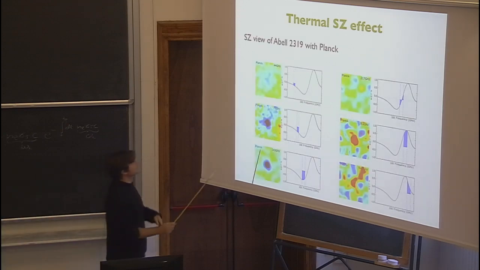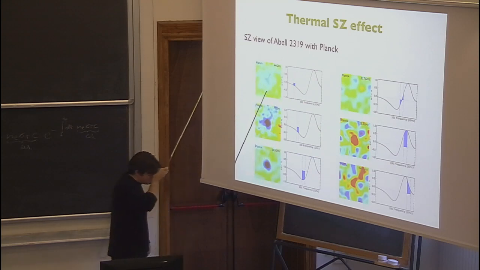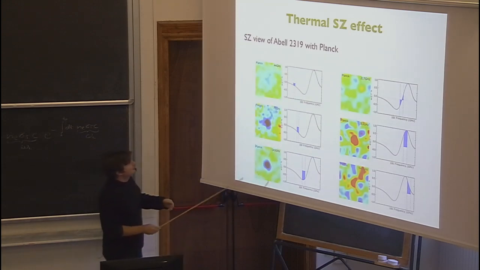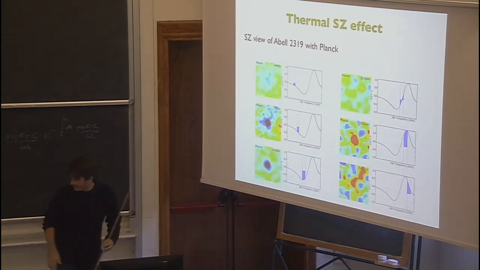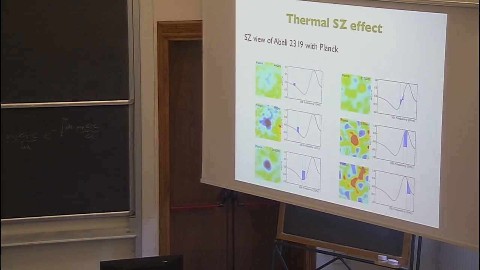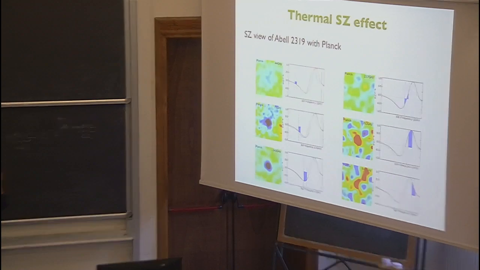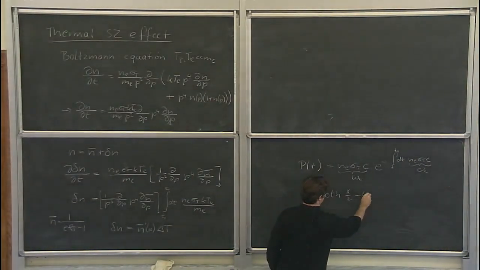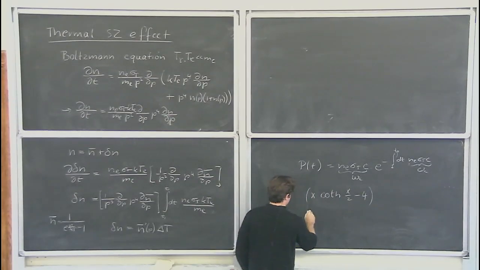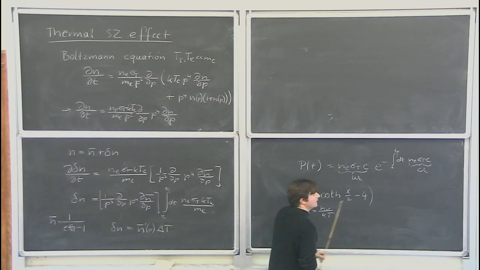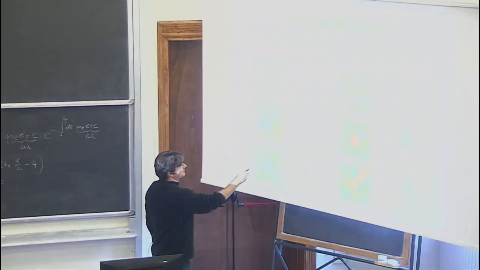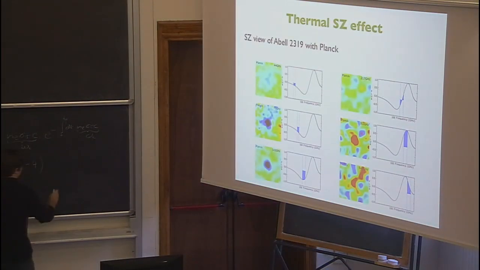So if you look at a particular position, so this is Abell 2319, then this is the spectral distortion that you expect for the SZ effect. So this is this function, x hyperbolic cotangent of x over 2 minus 4, where x is h nu over kT. And you see that you expect a deficit at low frequency, so there's some frequency where nothing happens.